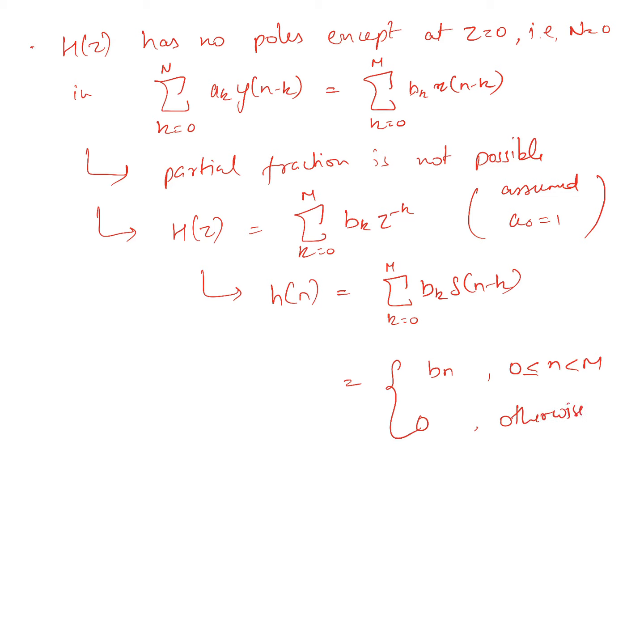So you see that the infinite impulse response, which we had seen generically for the above class, will be finite in length because of this h(n). That's why the second class is your finite impulse response system.